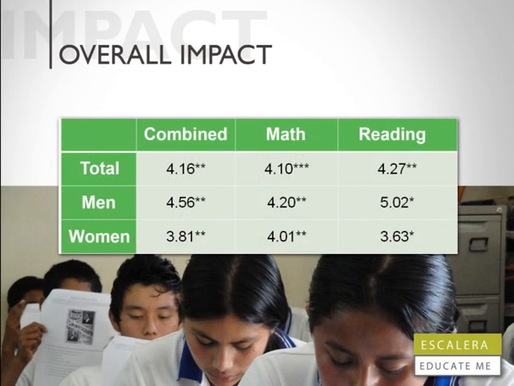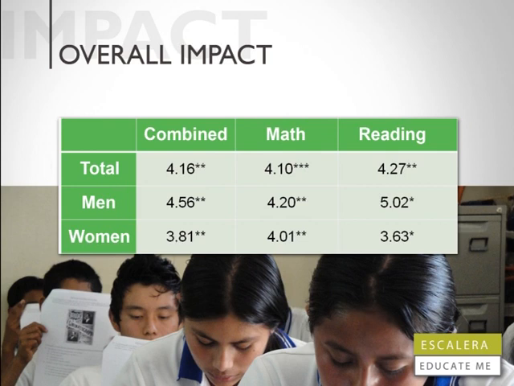Right, starting with the overall impact table, here we see the general impact across all three grades for both math scores, reading scores, and a combined score of the two. We also see a breakdown of the total impact as well as broken down for males and females. So, for example, if we look at the first box here for total and combined together, we see that, generally speaking, there is a 4.16% higher test score for schools in treatment areas than schools in control groups.